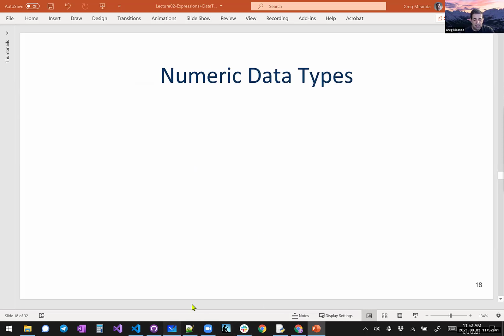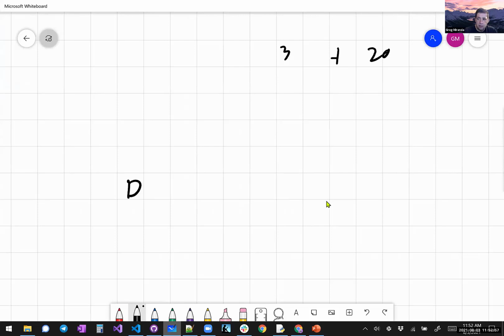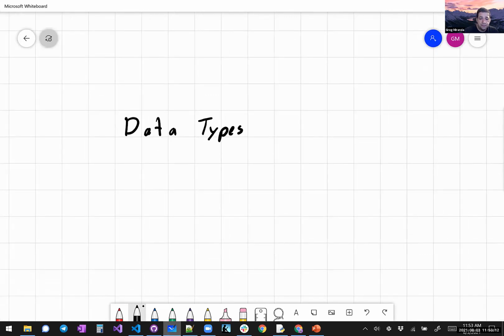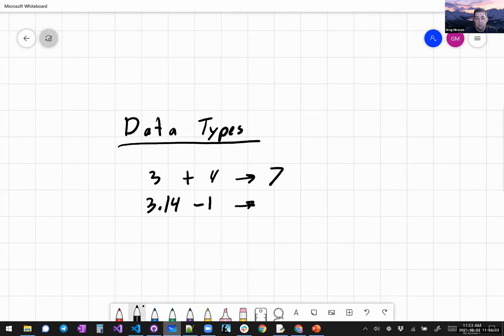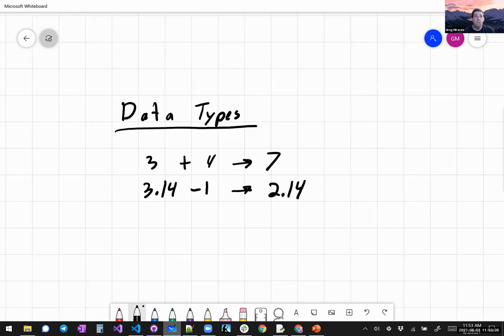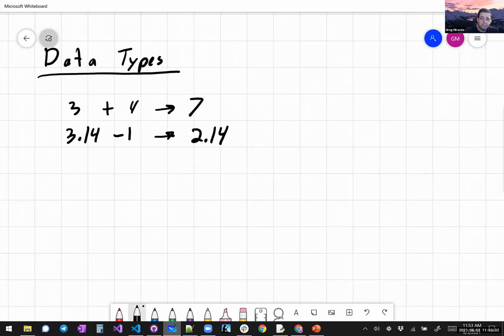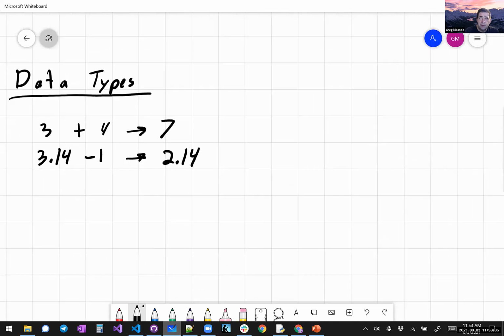Okay, so numeric data types. We've seen a couple of data types already, but let's talk a little bit more about what they are. We saw some expressions: 3 plus 4 yields 7, and 3.14 minus 1 would give us something like 2.14. Both of those are numbers, but they are actually very different numbers. We have two different types of numbers here.